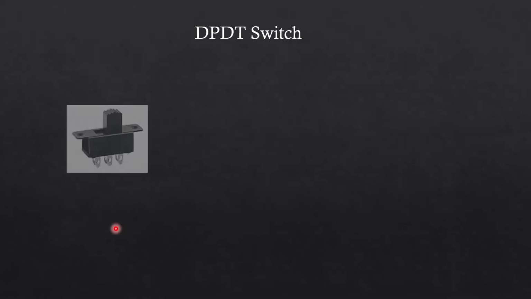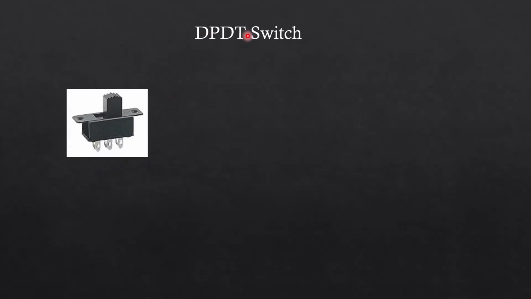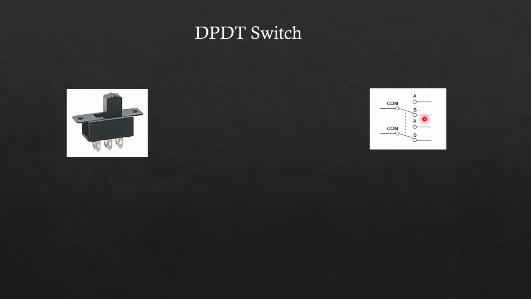This is the DPDT switch. I think from the name you can see it is a double pole double throw switch. This is how it looks. It has 6 pins, 3 pins on one side and 3 pins on the other side. And I think this is well explained. You can see there are 6 pins over here and 2 common terminals.